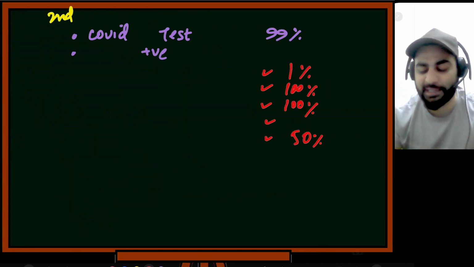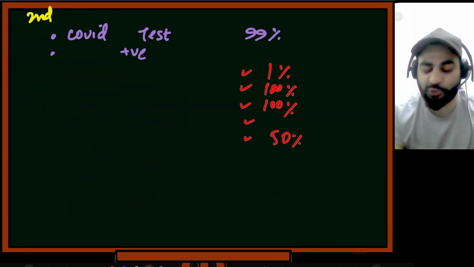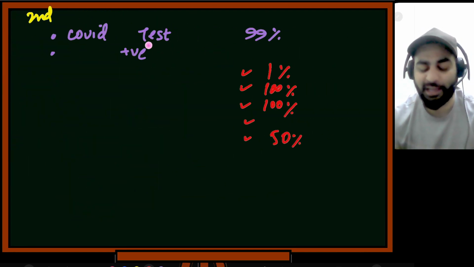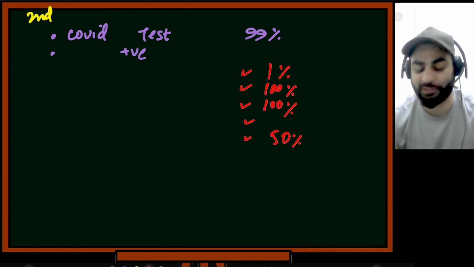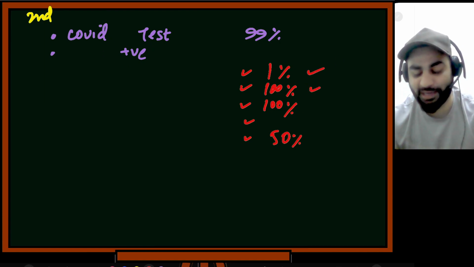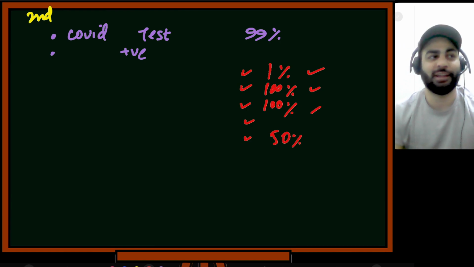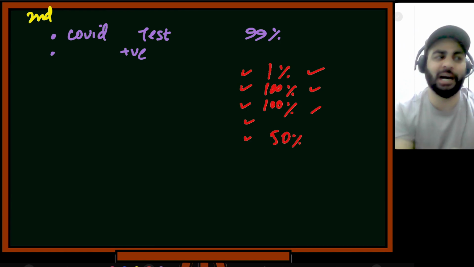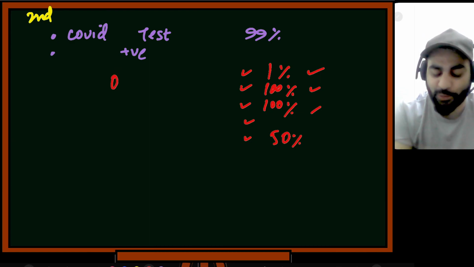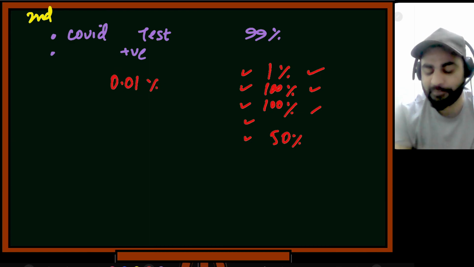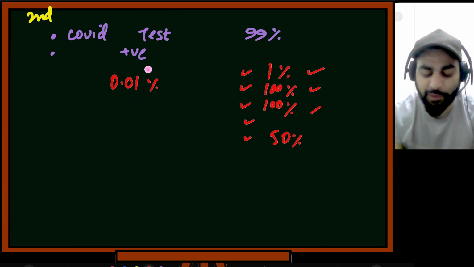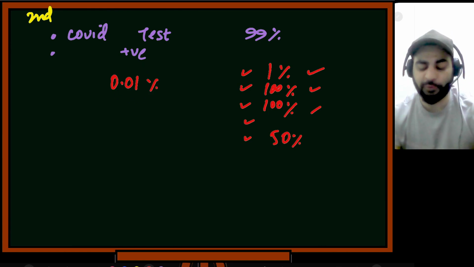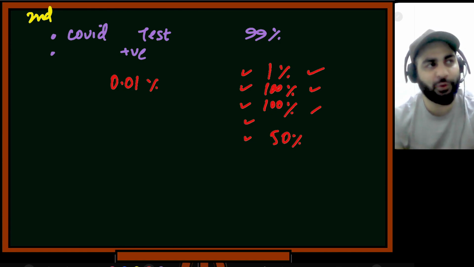In the second example, when I asked you that this COVID test has 99% accuracy and a person got tested positive, some of you said 1%, 100%, 50%. Again, you missed one fact here: the prior chance of COVID, which is nearly 0.01%. If you incorporate this information, out of 1,000 people, only one person has COVID.